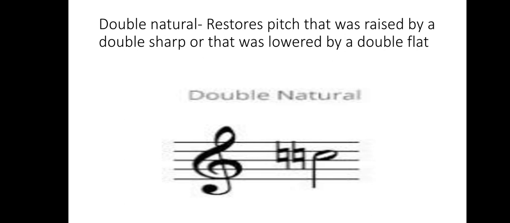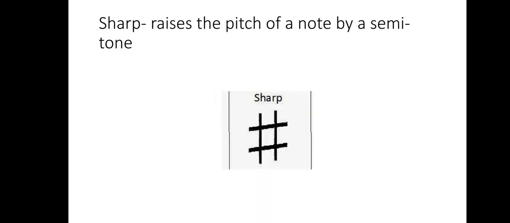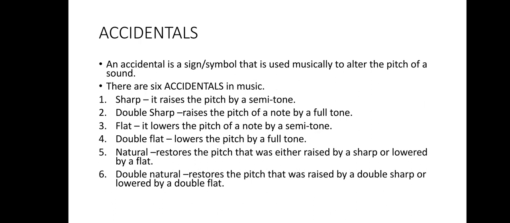And also if it was lowered by a double flat, this natural is still capable of bringing back the full tone that was lowered. It will bring it back to normal, and by that it will have made it natural. That's how it is. So here we have looked at the 6 accidentals. All of them, there are 6: a sharp, a double sharp, a flat, a double flat, a natural, and a double natural.